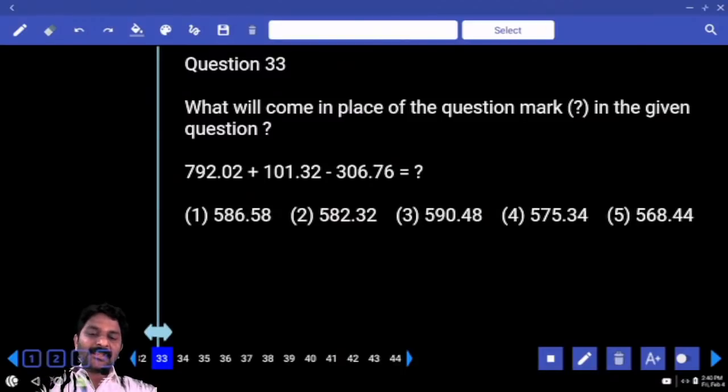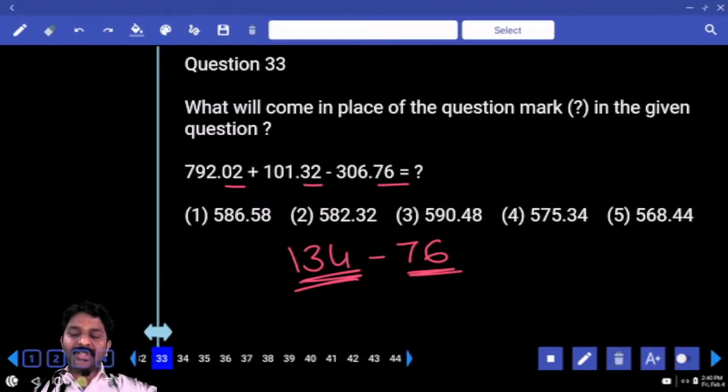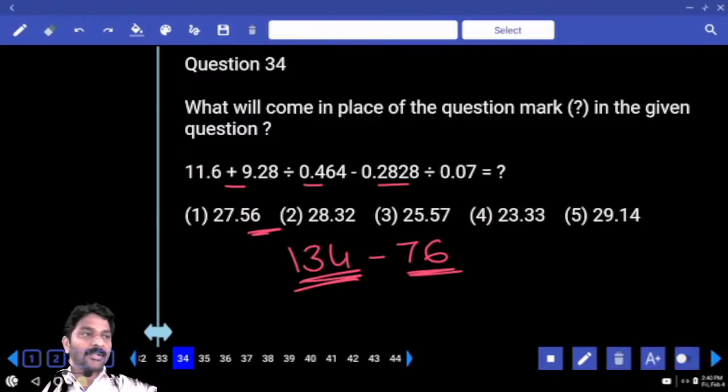Let's calculate that. 0 to 32. That is 34. From that we have to subtract 76. So we can subtract it from 134. Right. This is how much more than 100? This is how much less than 100? 34, 24. That is 58 only. That means answer must end with 0.58, first option. Next.